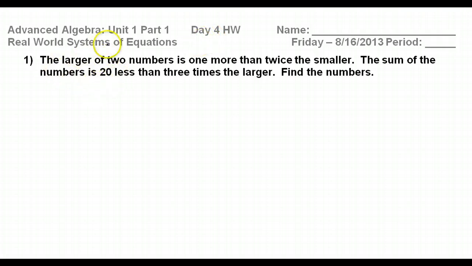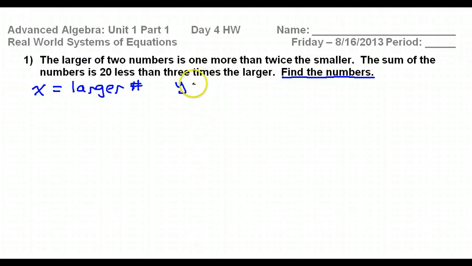Anyway, let's get started. The larger of two numbers is one more than twice the smaller number. The sum of the numbers is 20 less than 3 times the larger number. Find the numbers. This last statement tells us what the variables need to be. So let's define our variables. The numbers: larger, smaller. So I'm just going to go in order. I'm going to let x be the larger number. All right, and I'm going to let y be the smaller number.